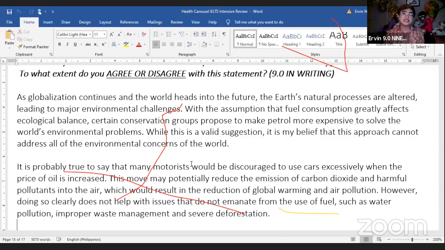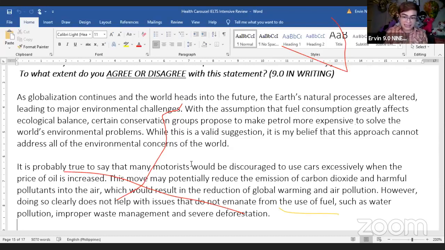The question does not tell us that increasing the cost of fuel is an effective way. No, that is not the point of the question. The point of the question is, increasing the cost of fuel is the best way. So Brian here said, to a certain extent, it might be valid, it might be acceptable, but it is not the best because it cannot address all of the problems.